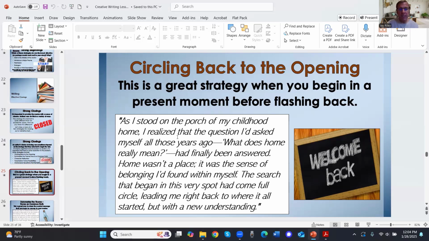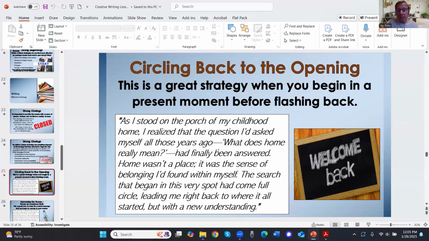So I'm going to go ahead and read this here. As I stood on the porch of my childhood home, I realized that the question I'd asked myself all those years ago, what does home really mean, had finally been answered. Home wasn't a place. It was the sense of belonging I'd found within myself. The search that began in this very spot had come full circle, leading me right back to where it all started, but with a new understanding.